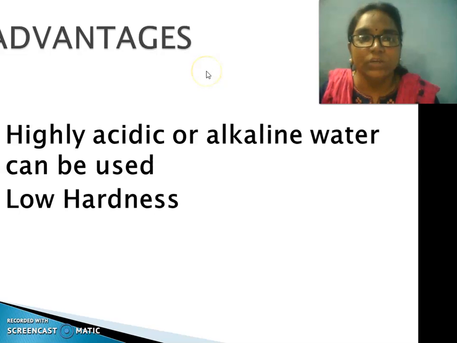Coming to the advantages and disadvantages of this demineralization process, first we'll see the merits. Even highly acidic or alkaline water can be easily treated by this method. And the water obtained by this process contains a very low hardness.